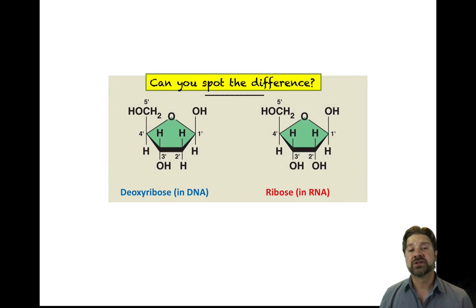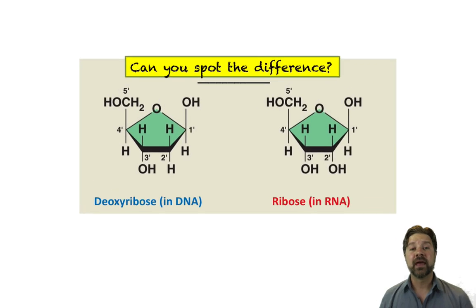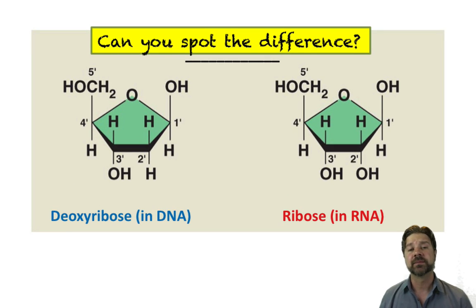Take a look at these 2 sugars. They look really similar. However, they're entirely different, and they are going to be parts of different types of nucleic acid molecules. Can you see the difference? Well, look at their names first of all. Of course, they have different names. This one here is called deoxyribose, and this one here is called ribose.